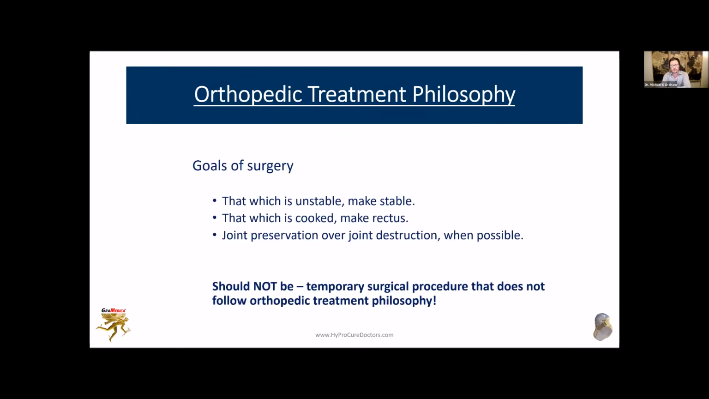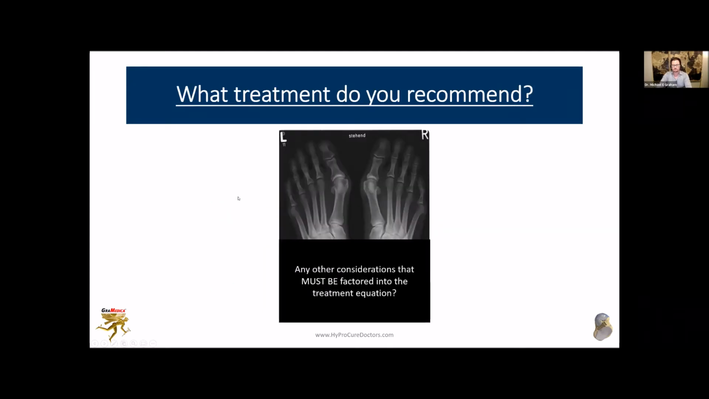So what is the treatment philosophy for orthopedic procedures? It always goes back to three simple rules. That which is unstable, make stable. That which is crooked, make straight. And we want to use joint preservation over joint destructive procedures when possible. Of course, we don't want a temporary procedure where we know that the deformity is just going to reoccur. That does not give any benefit to our patient.